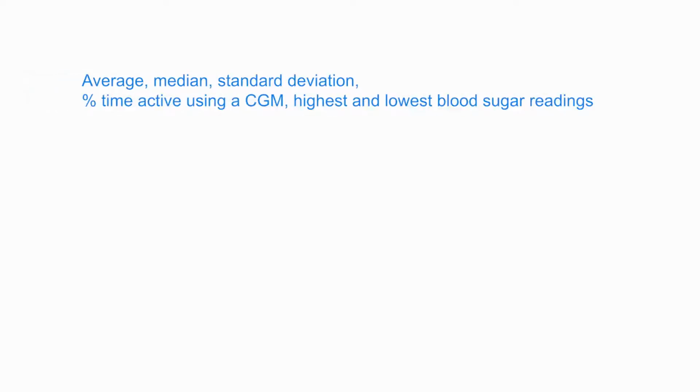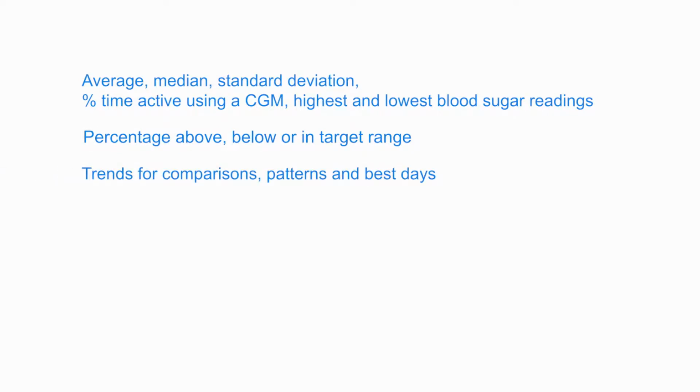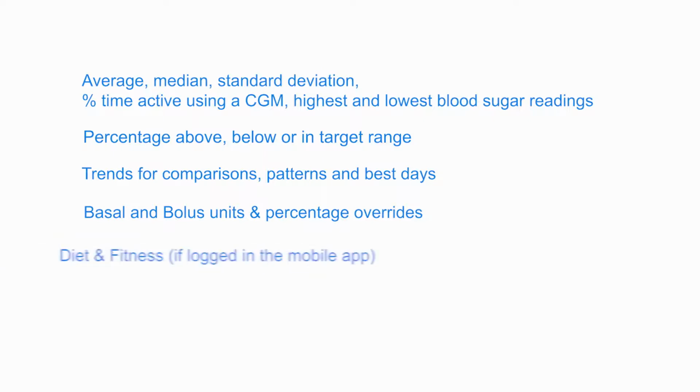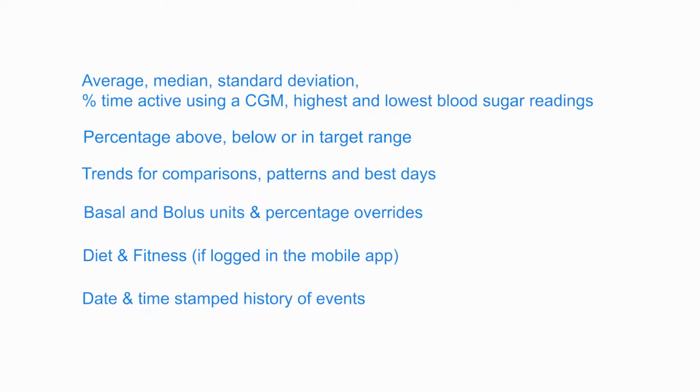Information such as average, median, standard deviation, percentage time active using a CGM, highest and lowest blood sugar readings, percentage above, below, or in target range, trends for comparisons, patterns, and best days, basal and bolus units, and percentage overrides, diet and fitness if logged in the mobile app, date and time stamped history of events.